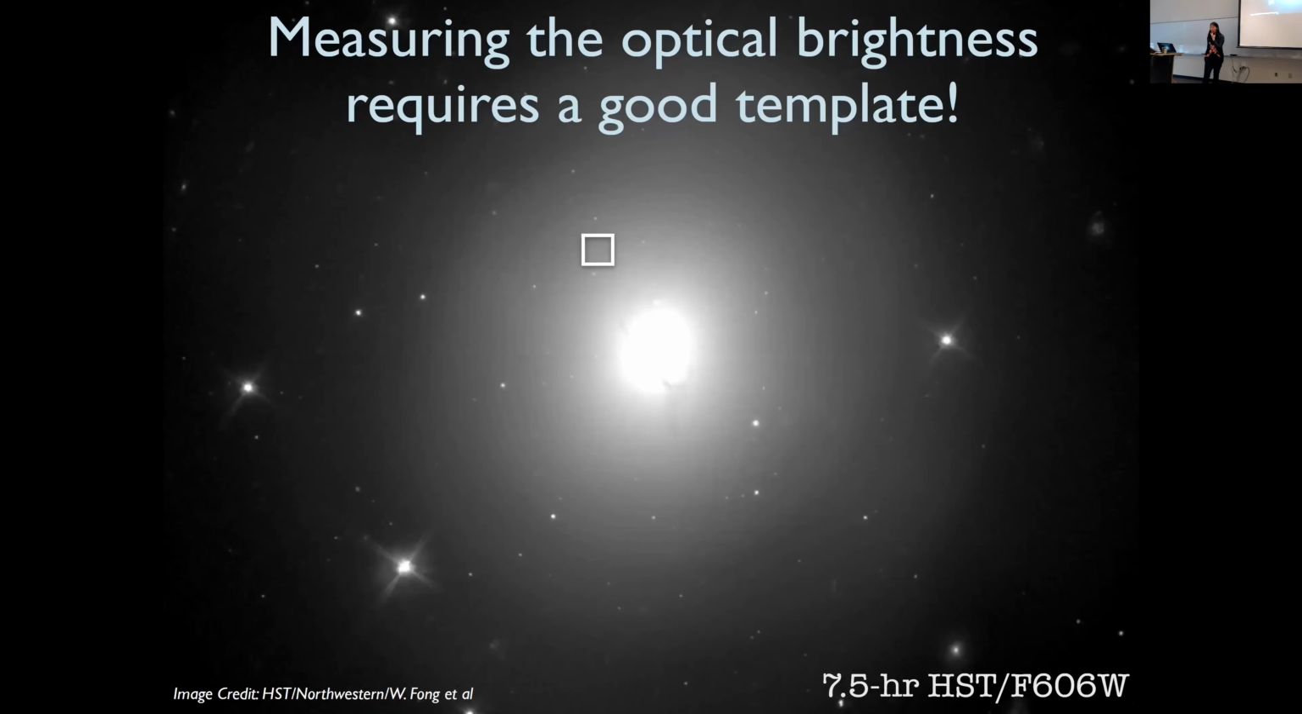So I'll concentrate a little bit on the next couple of slides on the optical emission, just because that's mainly what I studied, but there have also been companion papers that I'll present in the radio and the X-ray band. But of course, measuring the optical brightness requires a really good template image. So we require an image where the kilonova or the afterglow is not seen anymore, because otherwise we can't measure the brightness very well.